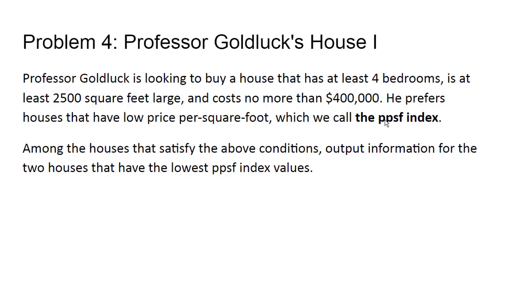In this problem, the house he wants to buy must have at least 4 bedrooms, be at least 2,500 square feet, and cost no more than 400,000. I guess from these numbers you can see the professor is living in a place with a relatively low living cost. So he prefers houses that have a low price per square foot. He considers those as having a higher value. So let's call this the PPSF index, price per square foot.